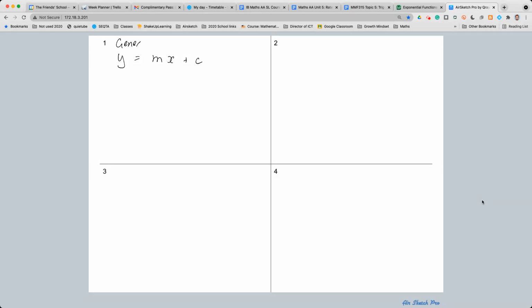M and C. I don't care if you do AX plus B. I don't care if you use AX plus B. It's not usual for Australia to do that. Your calculator might do it, and some American texts might do it, but we would normally use MX plus C.